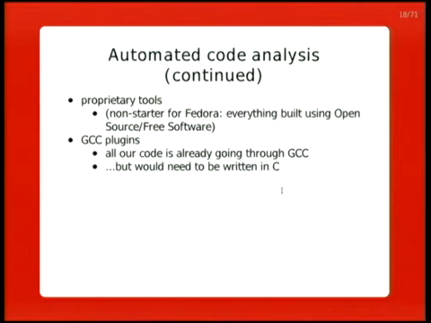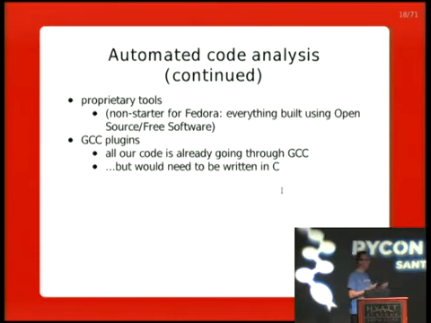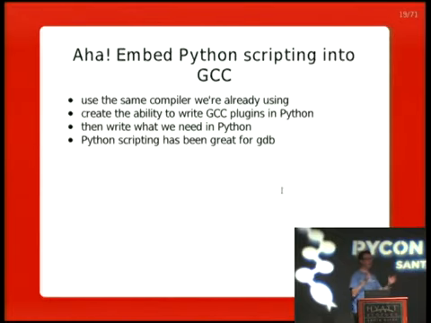So increasingly, I found myself looking at GCC, because all our code is going through GCC already. There's a parser in that, and it has recently gained a plugin interface. So I thought, well, maybe I can write a GCC plugin to detect reference counting bugs. But unfortunately, that would need to be written in C. And there's enough buggy C code in the world already.